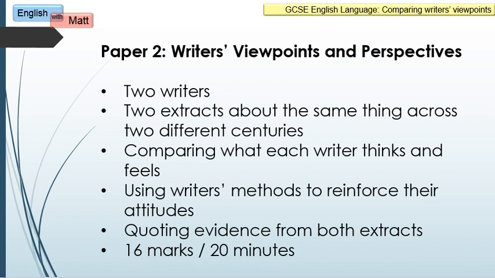You're comparing what each writer thinks and feels, remember, and you're using the methods, the writer's methods, to reinforce what their attitudes are. So even though this is not a language question, one of the bullet points underneath the task reminds you to talk about methods which can be language or words or sentence forms, sentence types, and so on. And you're quoting evidence from the texts because it's a reading question. So that is the generic kind of summary of this question.